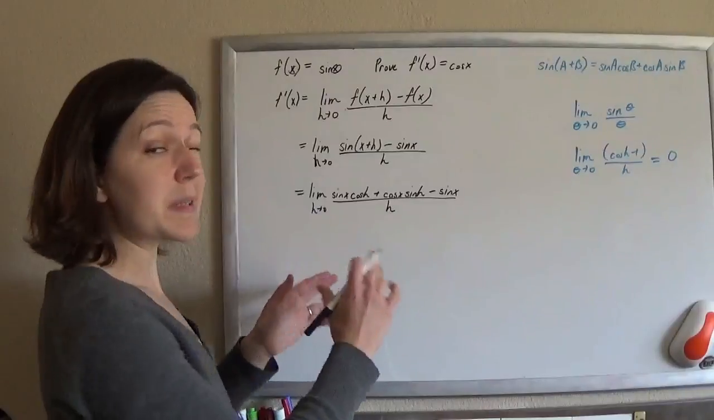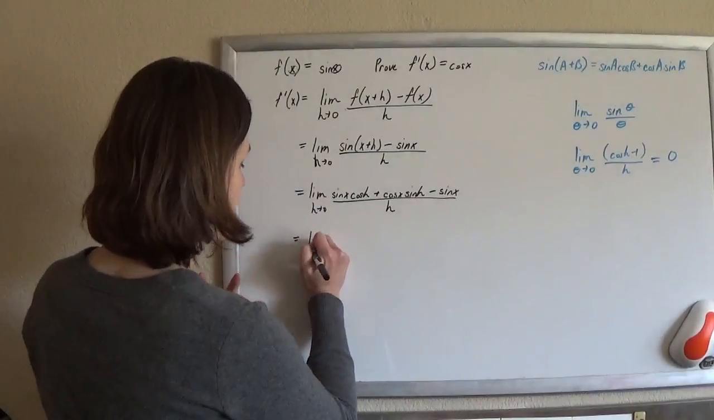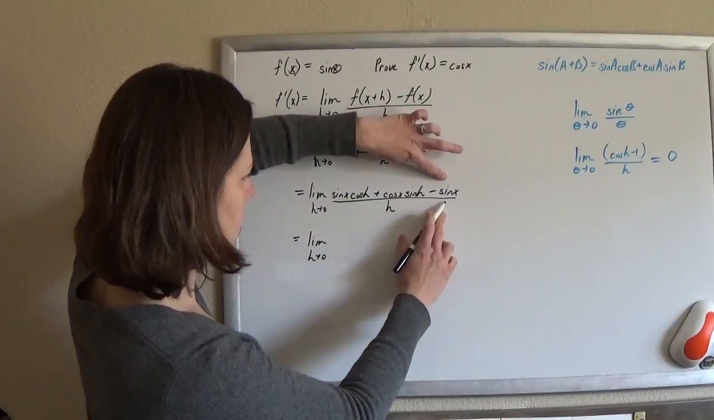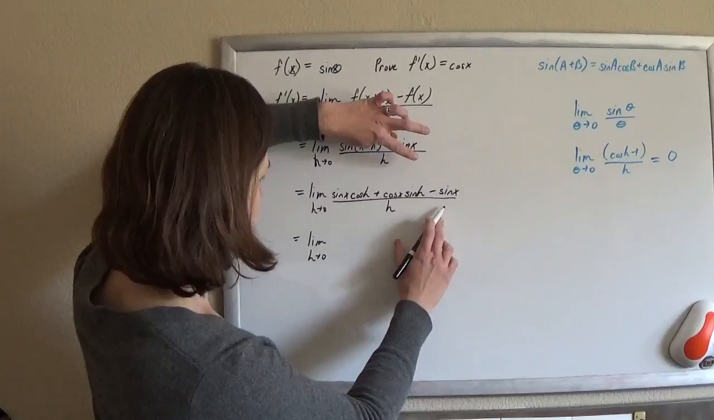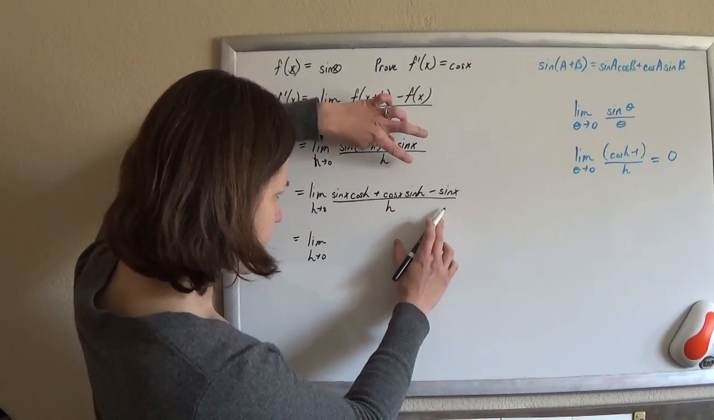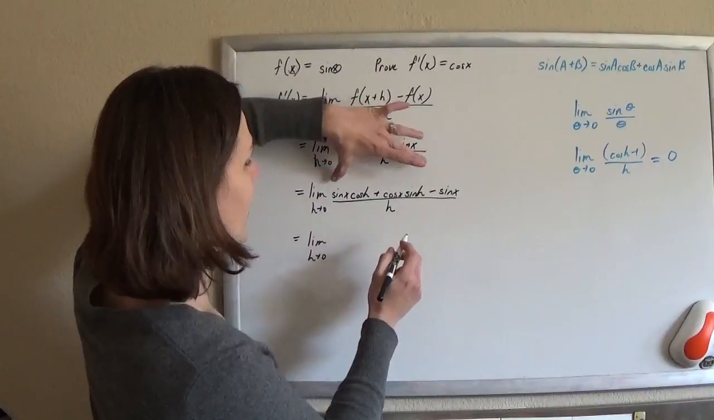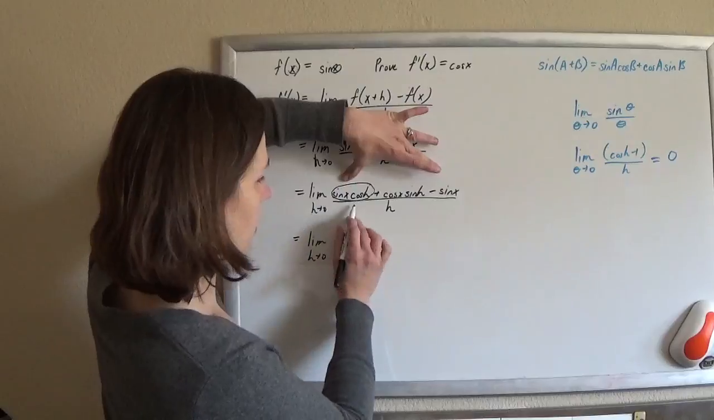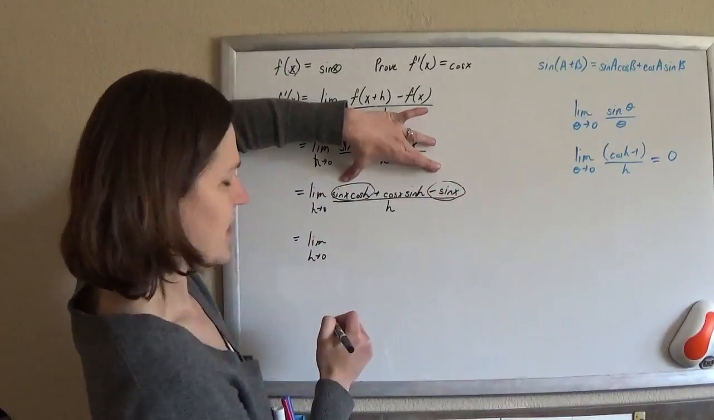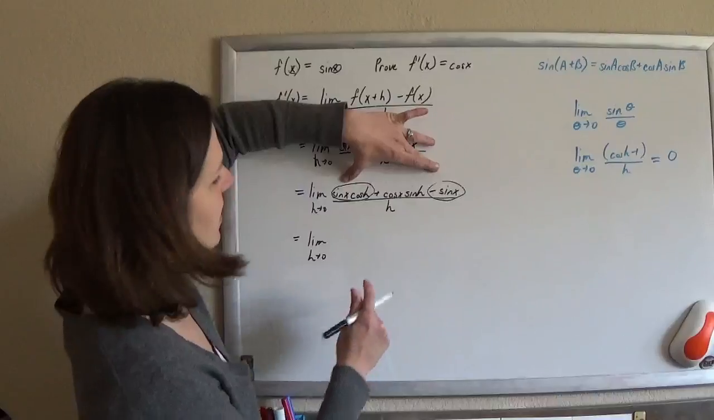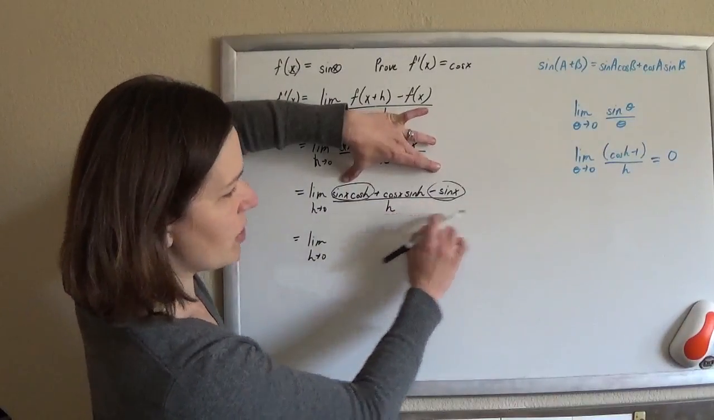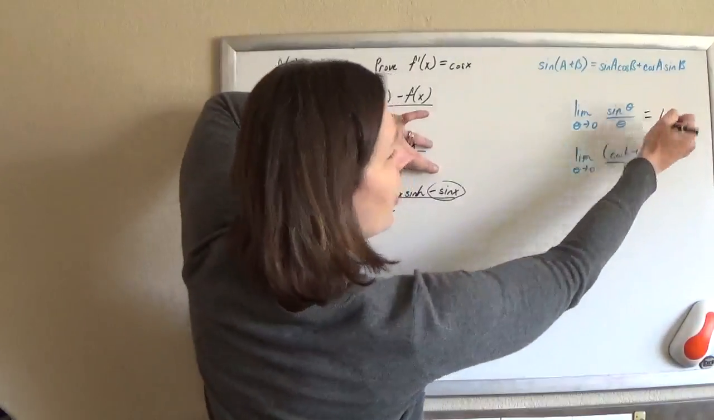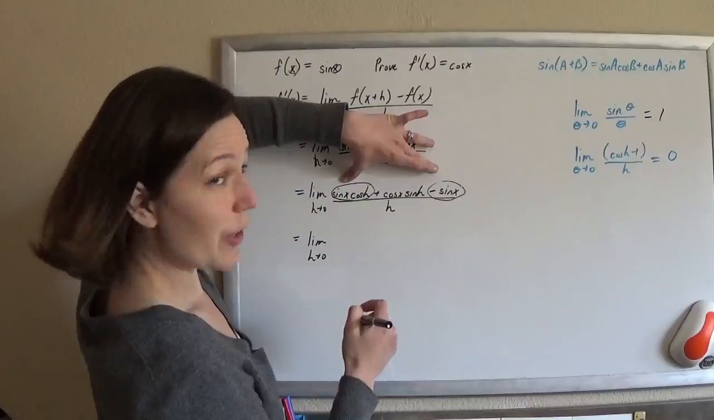Now what we're going to do is split this up, and it's not super intuitive yet why this helps. So I'm going to take these two pieces, the sine of x times cosine h minus the sine of x, because I'm kind of tempted to factor out that sine of x. Also, I'm kind of seeing this sine of h over h. If I can split that by itself, I can get a 1.